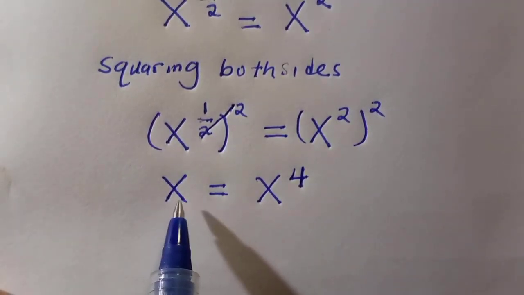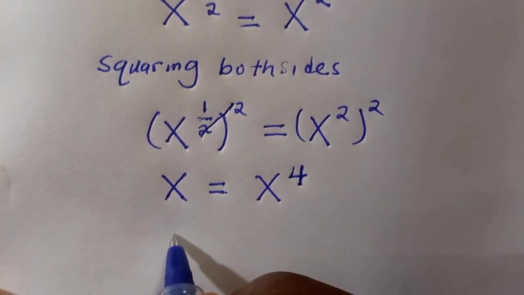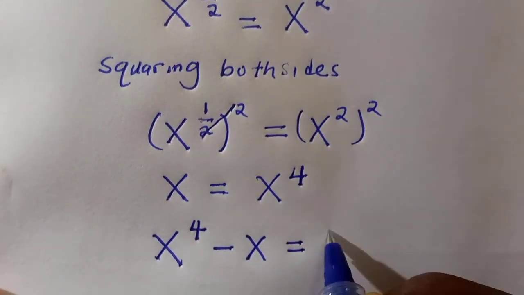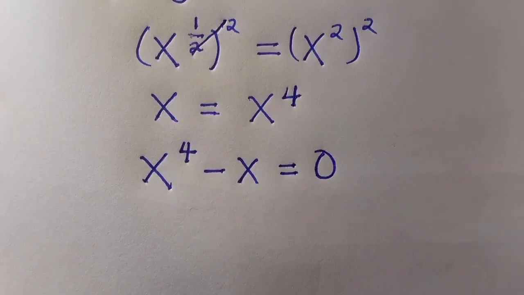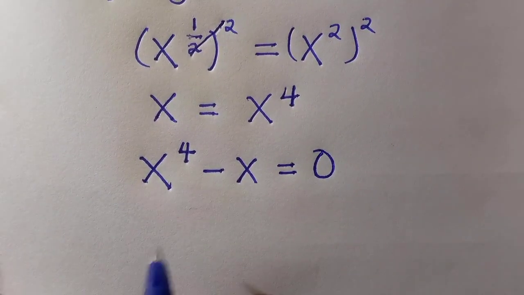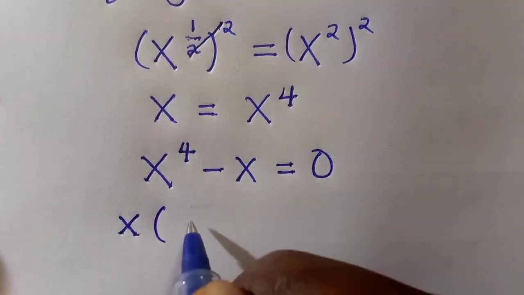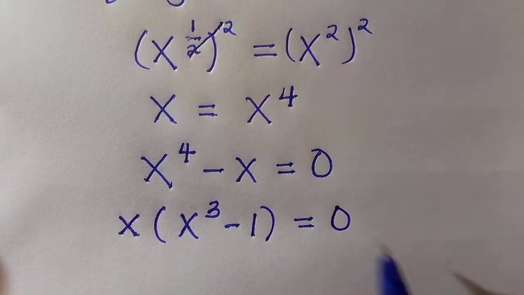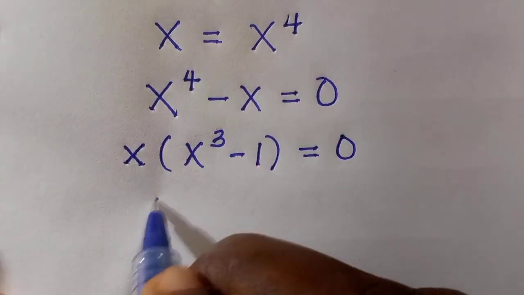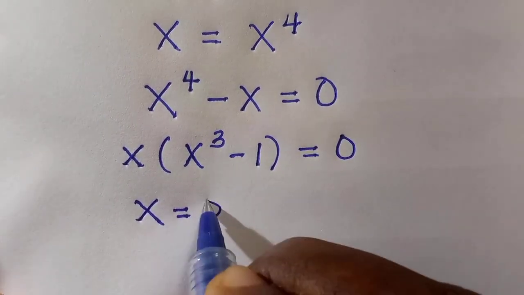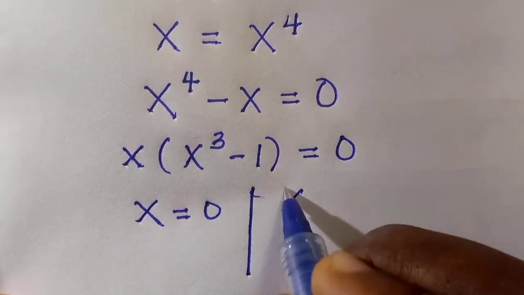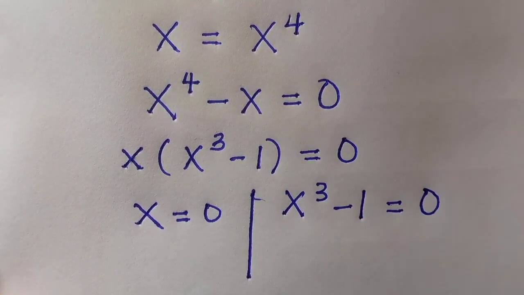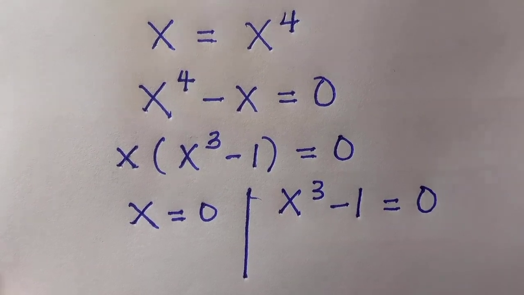Let's transfer x to the right hand side, and we are left with 0 at the left hand side. Therefore, x to the power of 4 minus x equals 0. And to solve for all the values of x in this equation, we factor out x. And inside the parentheses, we have x to the power of 3 minus 1 equals 0. And by the zero product rule, it means that we let x equals 0, or x to the power of 3 minus 1 equals 0. So we have already gotten the first root, which is x equals 0.